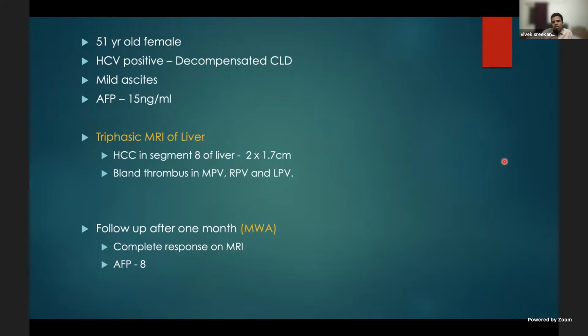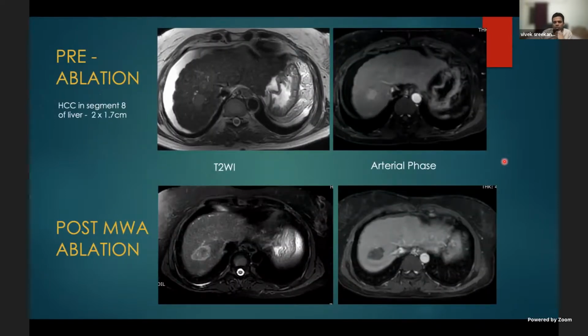So our protocol is, after the ablation, we call the patient at 1 month, and if we see a complete response and no new lesions, we call the patient after 3 to 6 months with only the AFP and an LFT. If there is any suspicion, then we go ahead and do a triphasic MRI, and then do a 3, 6, 9, and 12-month follow-up. And if there are no lesions, then yearly follow-up for these lesions. I think this is how hepatology and interventional radiology decide as a multidisciplinary team.